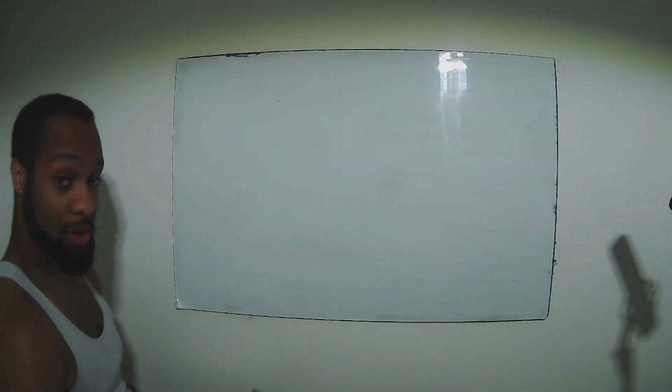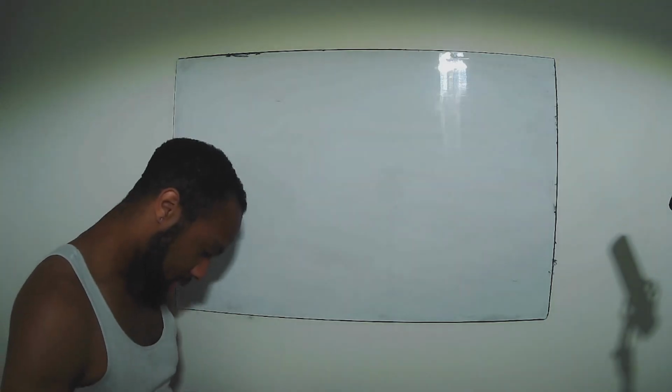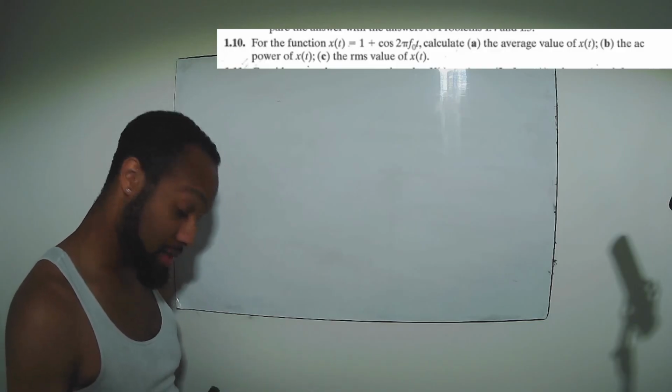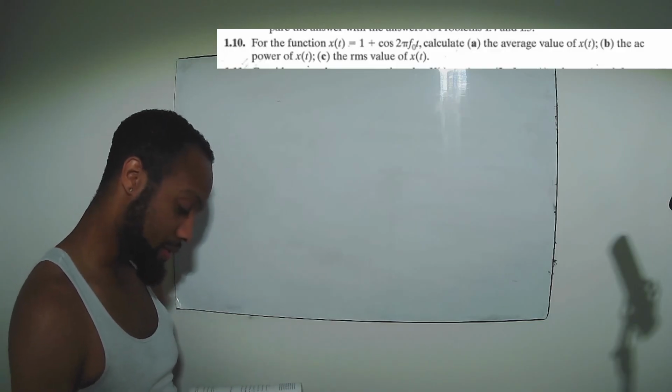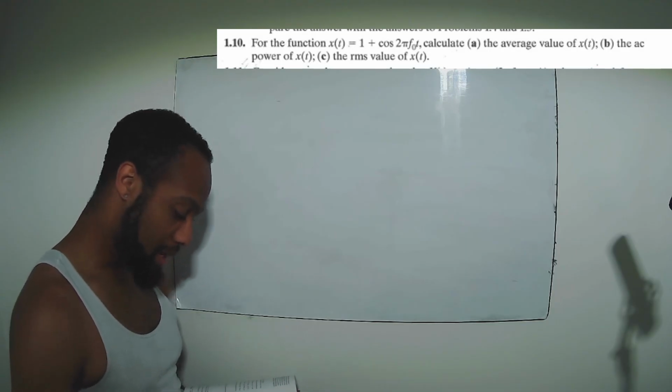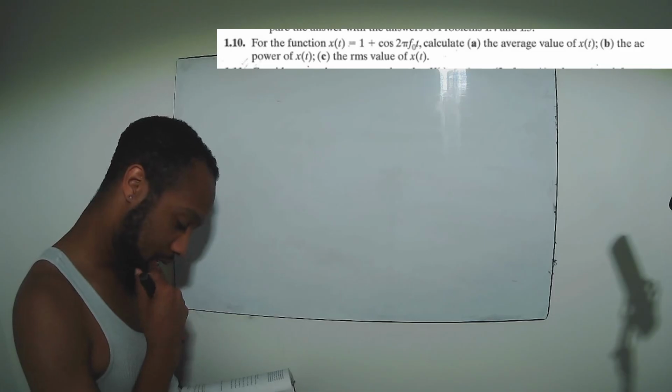So today you will be doing problem 1.10 from the book and 1.11. 1.10 says, for the function x of t equals 1 plus cosine 2 pi f naught t, calculate a, the average value of x of t, b, the AC power of x of t, and c, the RMS value of x of t.